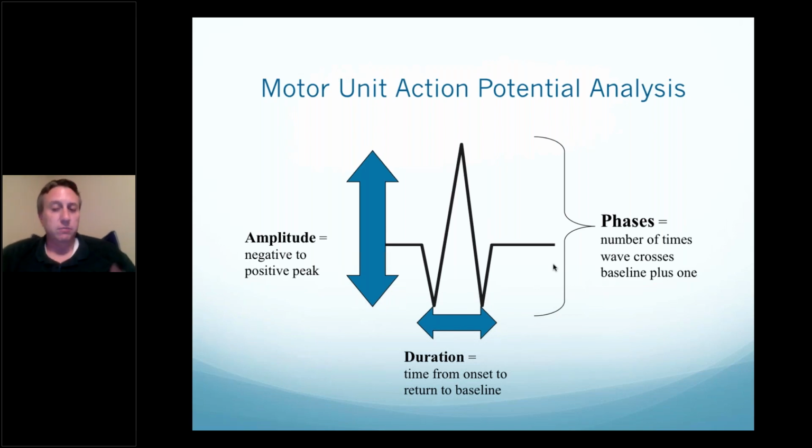So any general questions on what normal motor unit parameters are? Kind of a little bit of a review. Any general questions on that so far? Nope, good so far. Okay, all right.